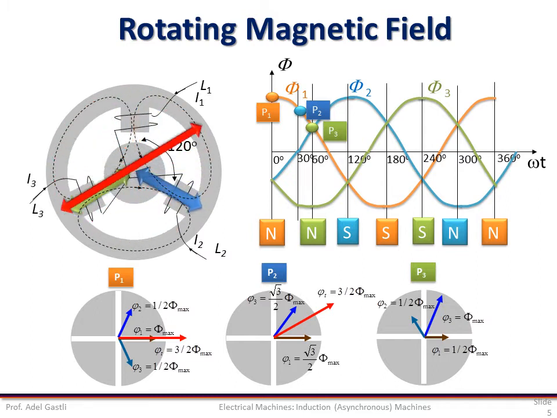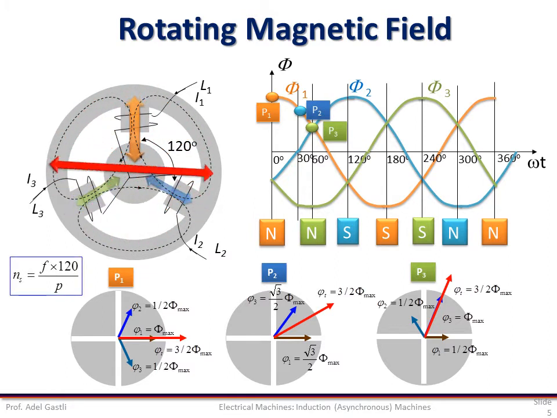Now, if we move to point 3, the fluxes at phases 1 and 2 are equal to 0.5 phi max, while the flux at phase 3 is equal to phi max. Therefore, the resultant flux vector has the same amplitude but has rotated further anti-clockwise and positioned itself at an angle of 60 degrees.